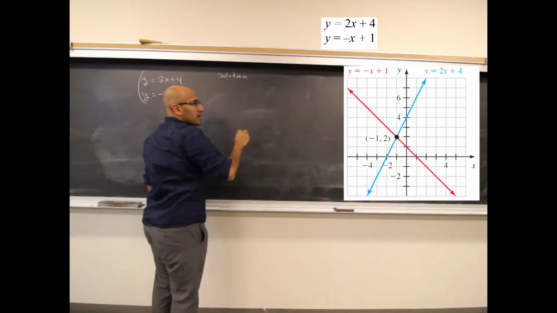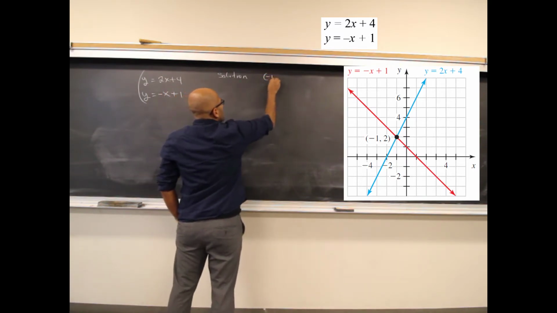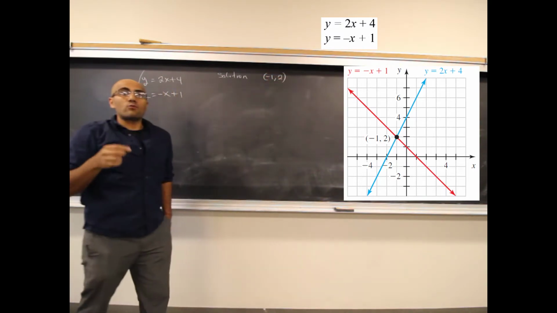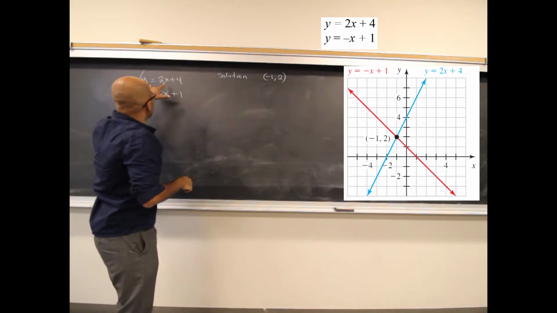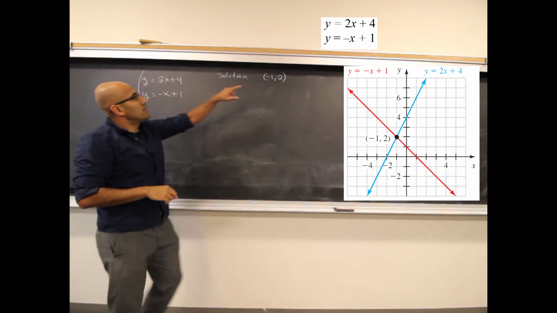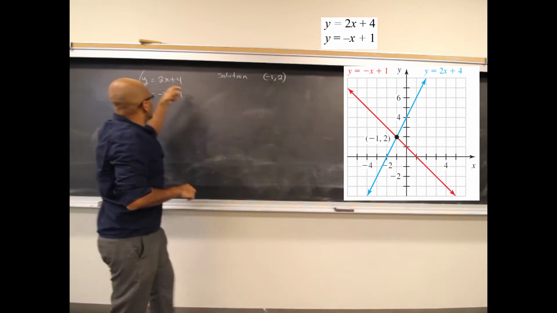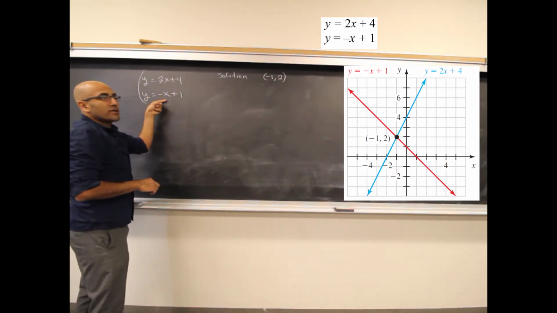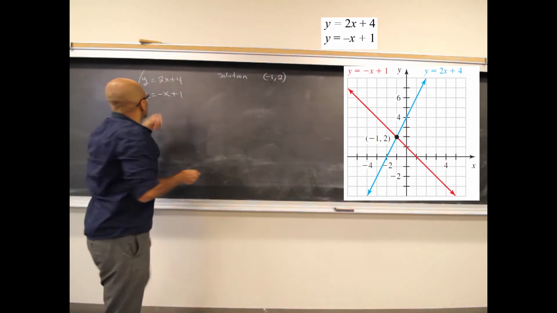From the graph we were able to figure out that the solution was the point (-1, 2), right? And what it means for it to be a solution is that if I replace the x and y with this x and y, I will get a true statement there, and I will also get a true statement here. That's what it means for it to be a solution.